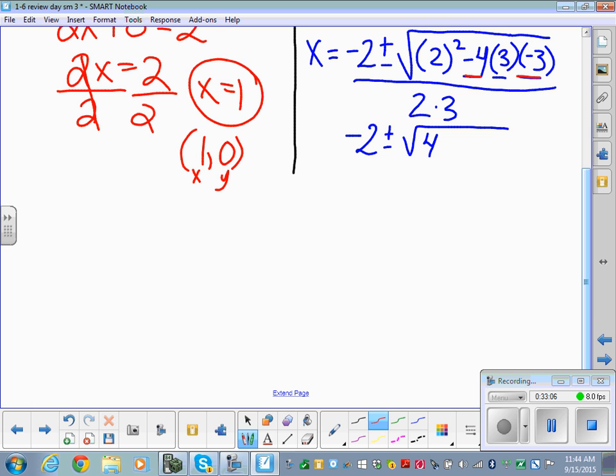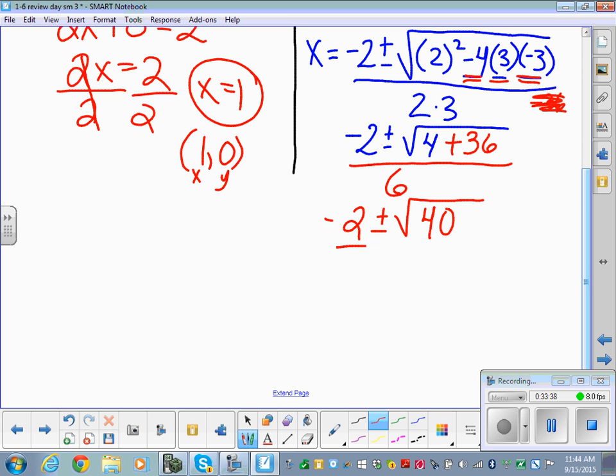If you type -4 times 3 times -3 into your calculator, you get positive 36. So you're going to say positive 36. Now once again, if we would have got -36, we would have just put minus 36 there instead. But we got positive 36, so we'll do plus 36. And that's all over 2 times 3, which is 6. So we have -2 plus or minus the square root of 36 plus 4, which is 40, all over 6.